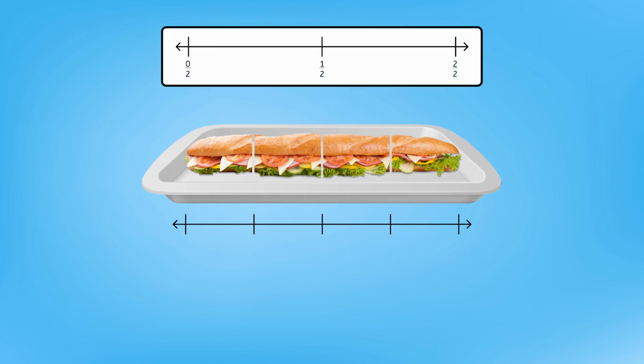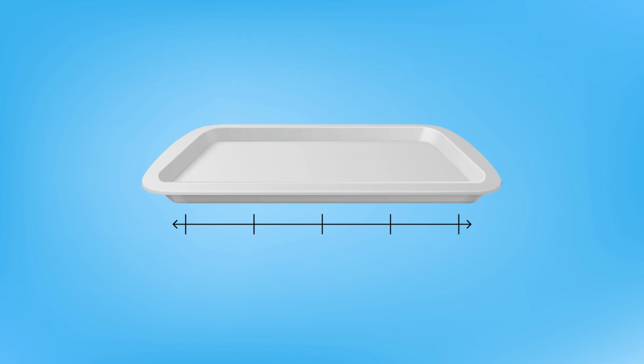Before, we had 0 halves, 1 half, and 2 halves, but that was when the sandwich had 2 pieces. Now there are 4 pieces. So how do we label the marks on this number line? We'll still have 0 at the start here, but now it's 0 of the 4 pieces, or 0/4.